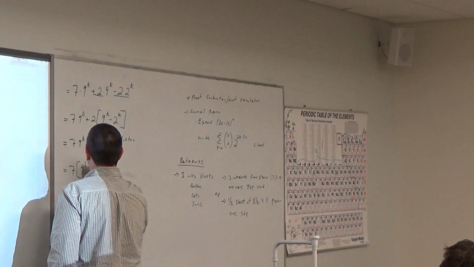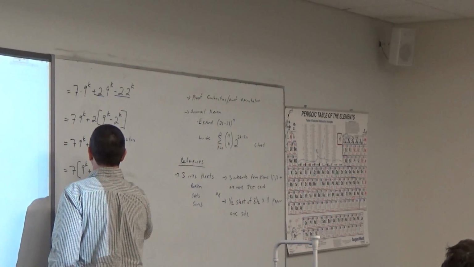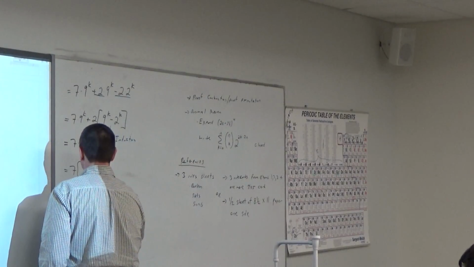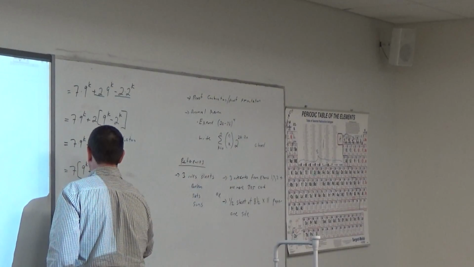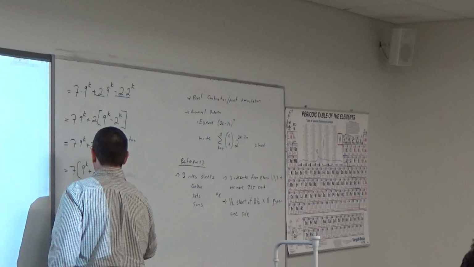Quantity 9^k plus 2p, which is equal to 7m z.